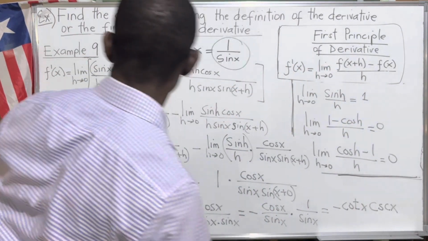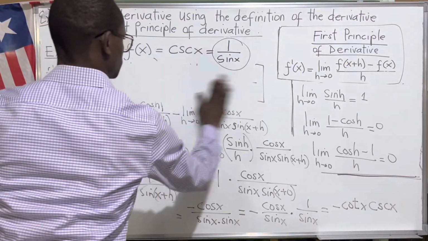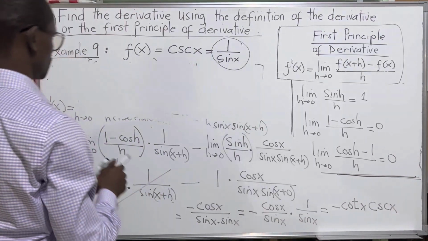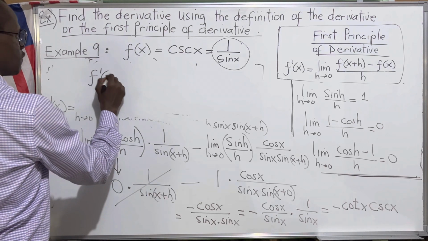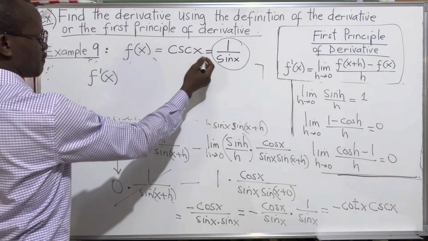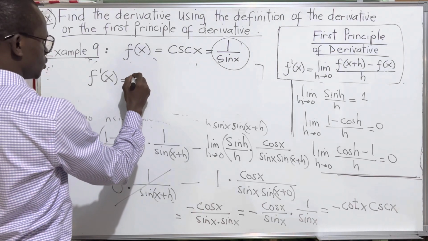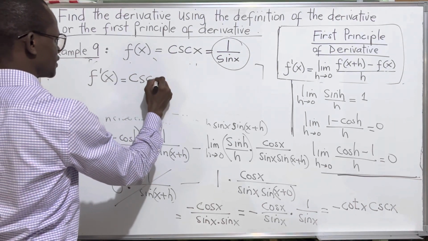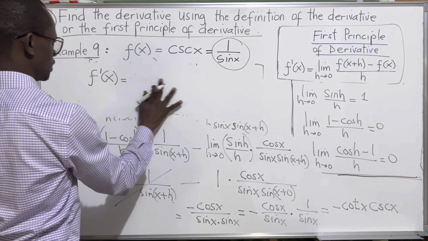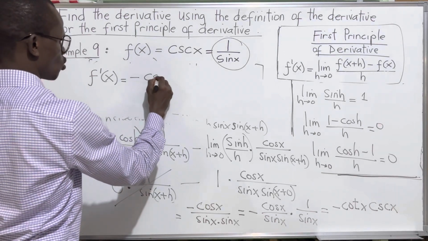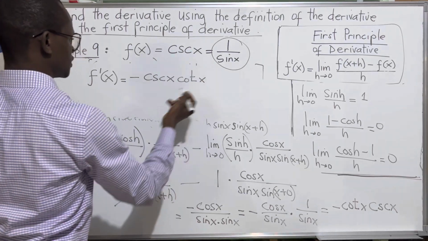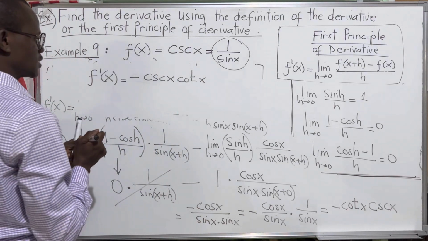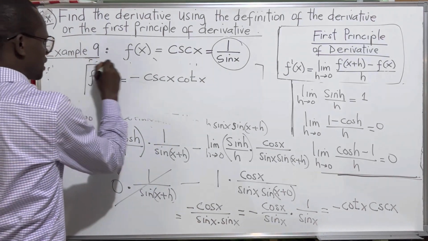Therefore, the derivative of cosecant of x is equal to, let me attach the negative first, negative cosecant of x times cotangent of x. Or you can say cotangent of x times cosecant of x. It's still the same, that's multiplication.